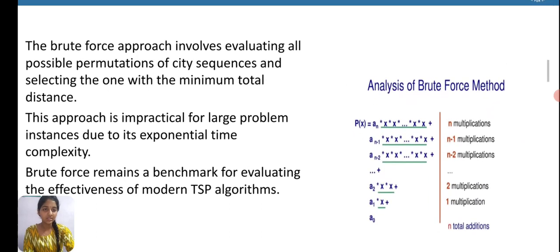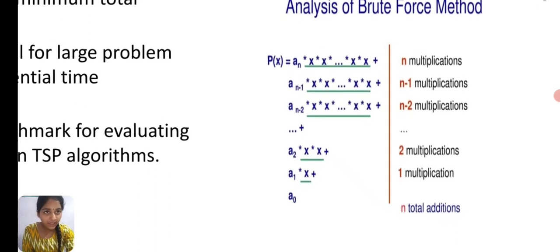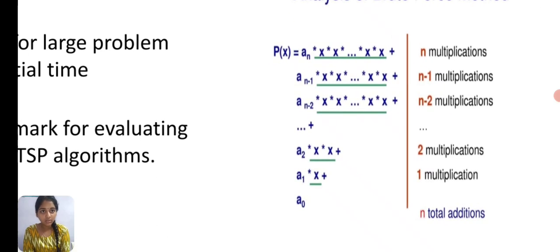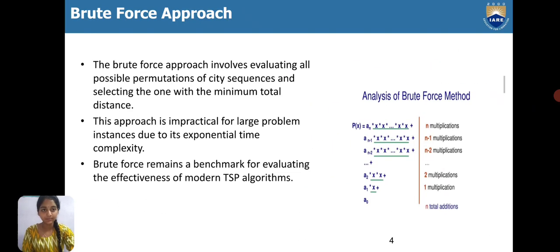So here on the right side you can see the analysis of the brute force method. P of x equal to a_n times x, and so on, where n multiplications for the first term, n minus 1 multiplications for the next, and n minus 2, and so on, down to 2 multiplications, 1 multiplication, and n is the total additions.